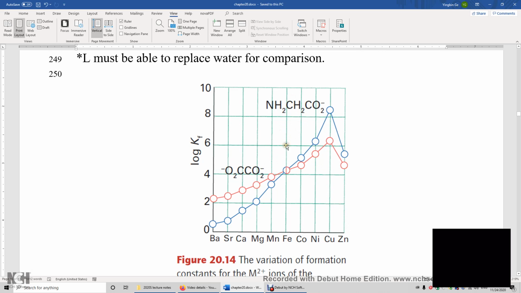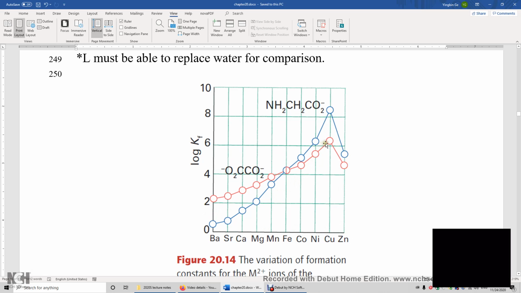There are two different ligands. You can see this is the oxalato ligand, and this comes from glycine, glycinate, and then glycinato. So if you look at the trend from left to right, the K sub F increases, and then finally a drop at zinc.